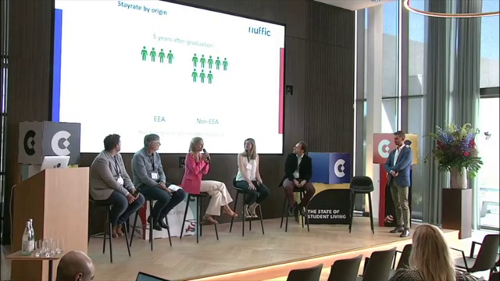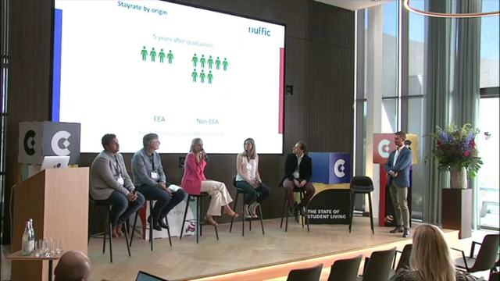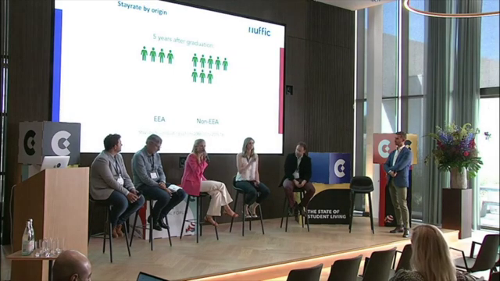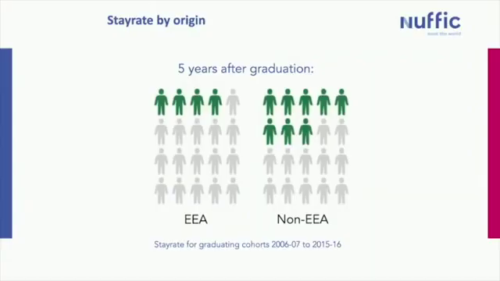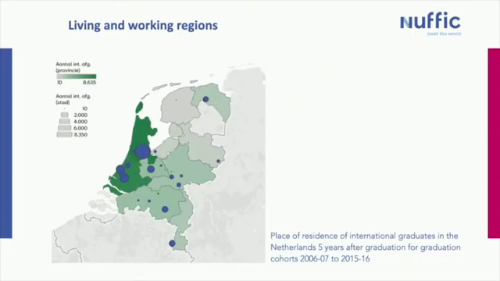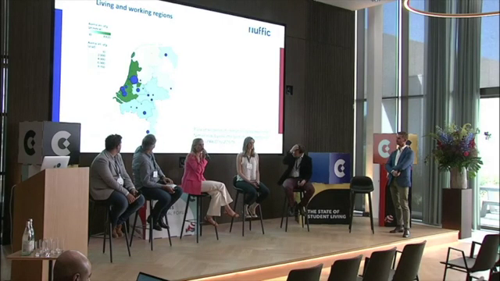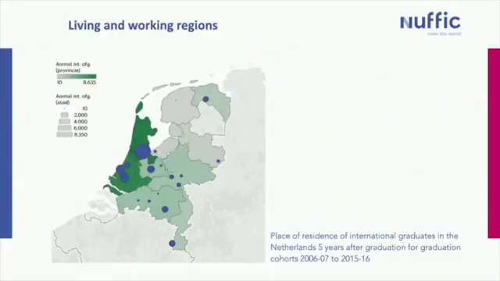Now moving on to the next report about stay rates of international graduates. This slide shows how many students were EEA and non-EEA five years after graduation, and actually 37.6% were non-EEA students, and 18.6% were from EEA countries. These are the living and working regions, and I think it's the number of international graduates that are settled in the Netherlands five years after graduation. The most popular provinces are North and South Holland.